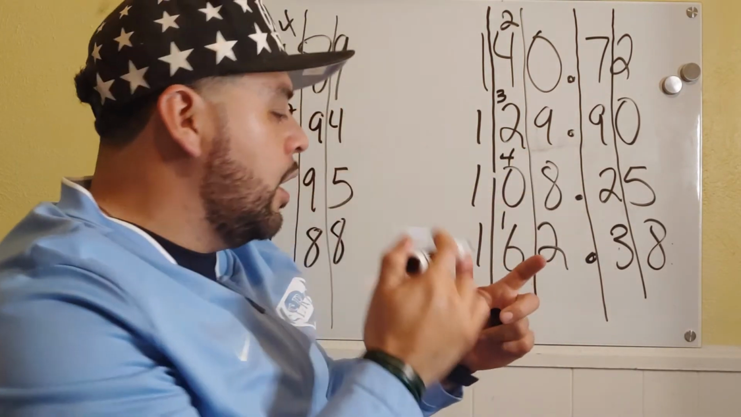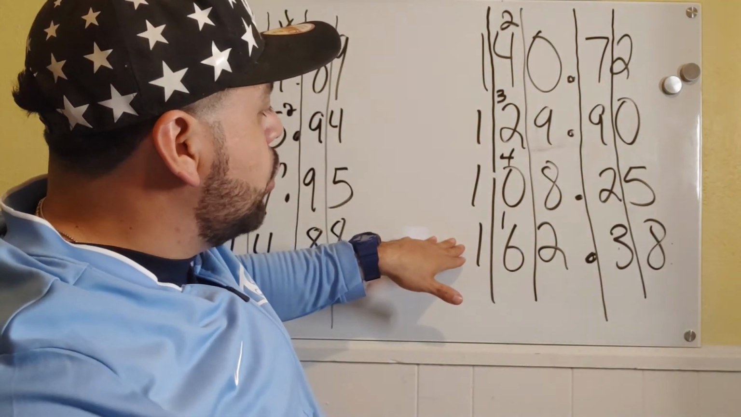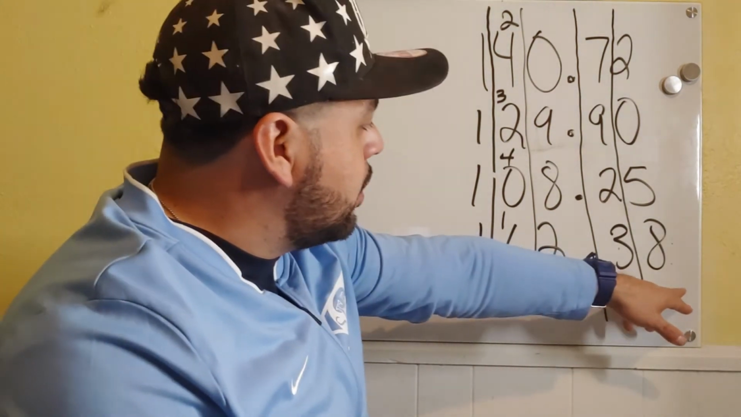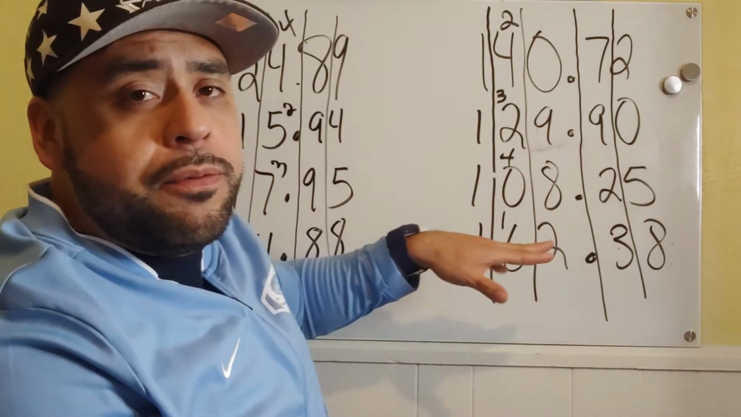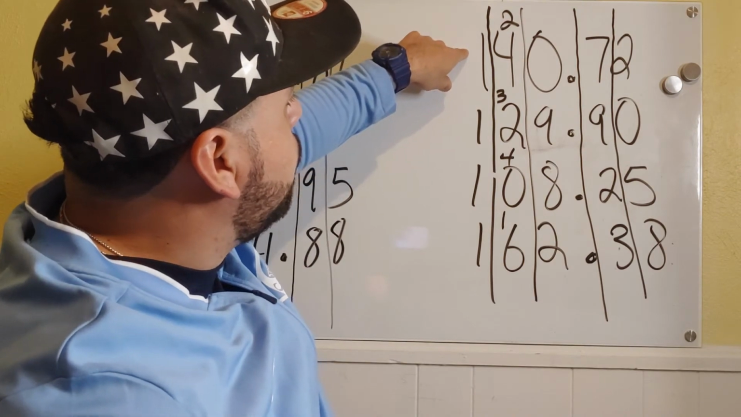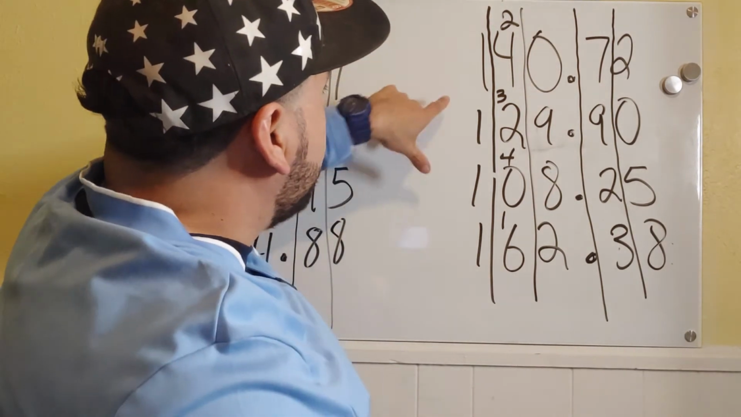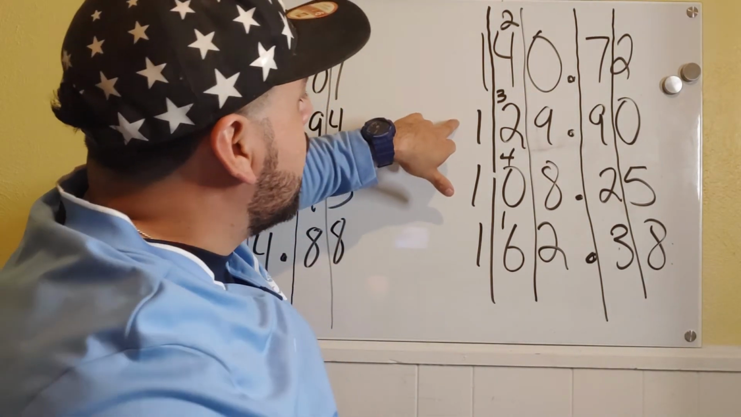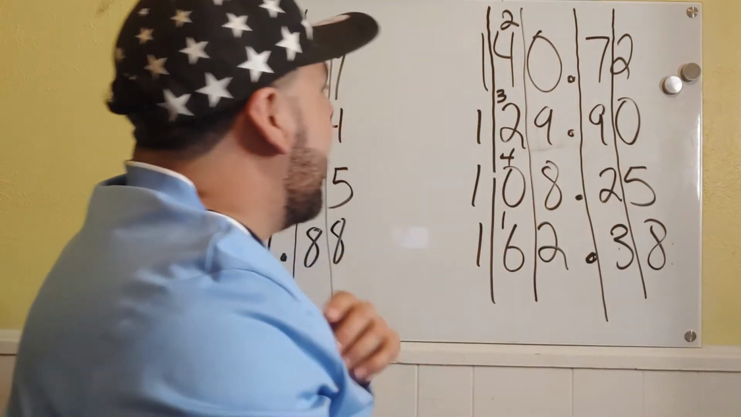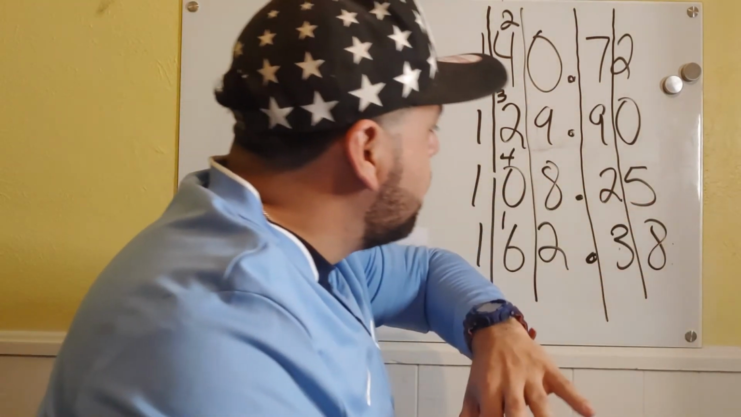So when I'm looking at the answer choices and I'm comparing them, I already know that 162.38 is greater, should be in front. Then I'm looking for 140.72. That should be next, second. Third position should be 129.90. And last place should be 108.25. And that's how I compare and order decimals, compare and order rational numbers.